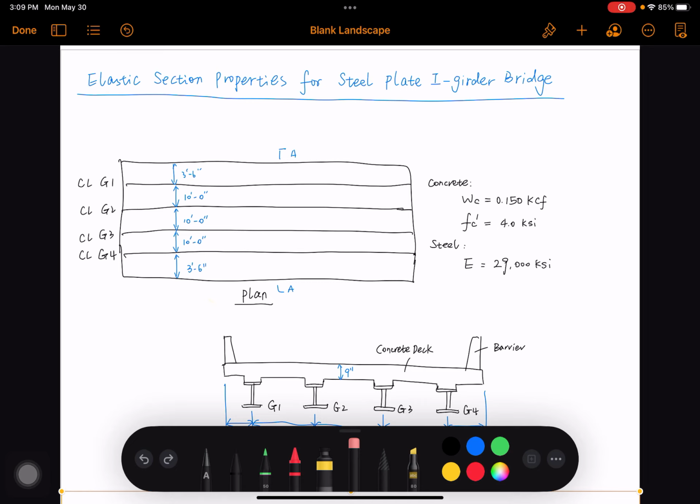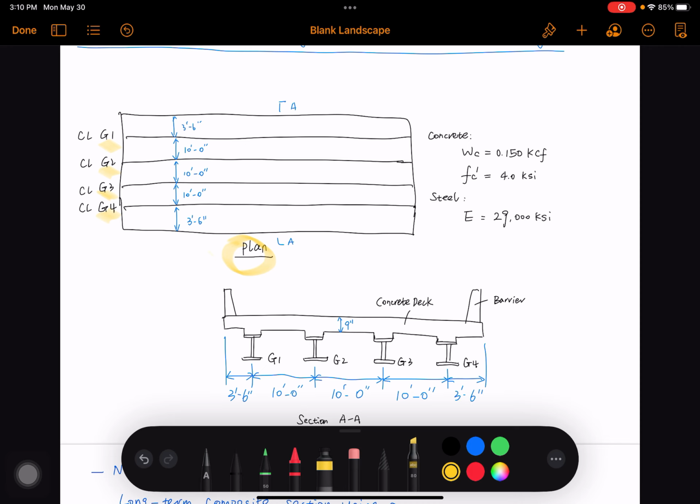In today's video, we will talk about the calculation for elastic section properties for a steel plate I-girder bridge. The example bridge shown in the plan view has 4 girders, G1, G2, G3, and G4. Only the center line of each girder is shown in the plan view.